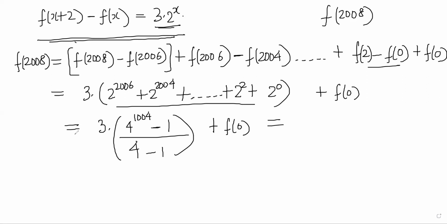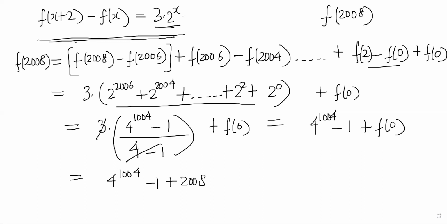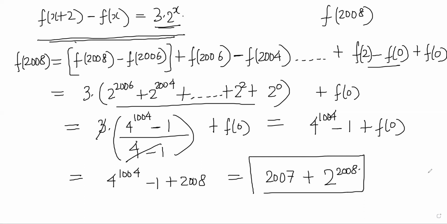This becomes equal to 3 cancels here, and it becomes basically 4 to the power 1004 minus 1 plus f of 0, which is now, what was f of 0? I think f of 0 was given to us as 2008. So it is 4 to the power 1004 minus 1 plus 2008, which is becoming 2007 plus 2 to the power 2008. That becomes our answer. F of 2008 is coming by using this result repeatedly. And we get a GP sum at the end, right?